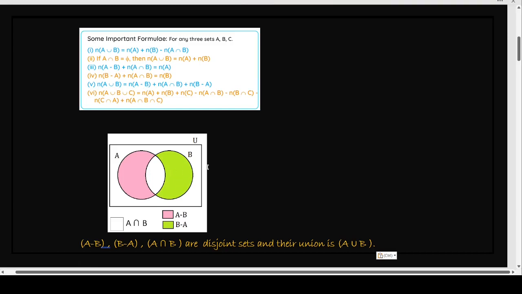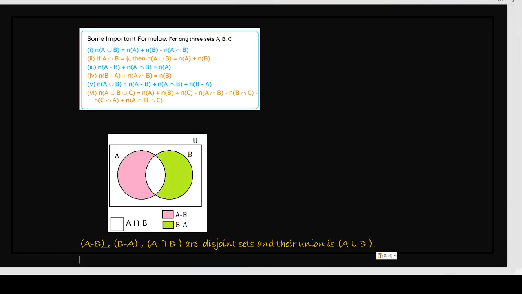The last one is for three sets, n(A union B union C). You have a formula for that: n(A) plus n(B) plus n(C) minus n(A intersection B) minus n(B intersection C) minus n(C intersection A) plus n(A intersection B intersection C). If you are thorough with this, all the problems are very simple to solve, and whenever you get a doubt, you come back and have a look at this formula and the Venn diagram. So let us start the solution of Exercise 1.6.